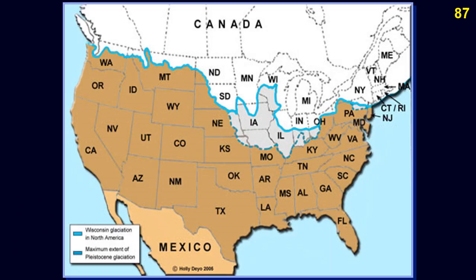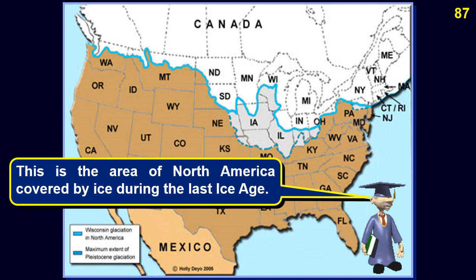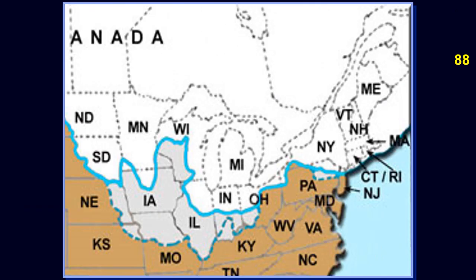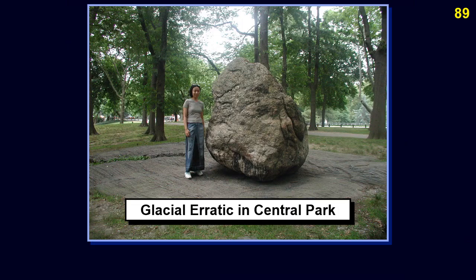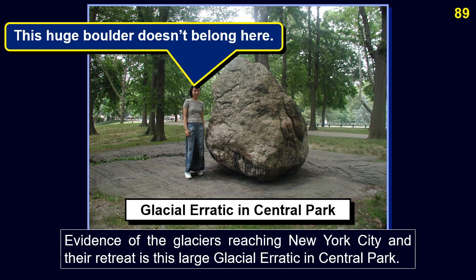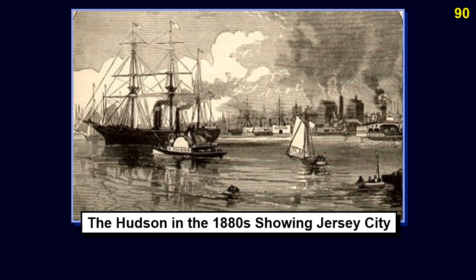This is the area of North America covered by ice during the last ice age. Note that the glaciers extend down to the present location of New York City. The ice shaped the present rivers and bays around the city. Evidence of the glaciers reaching New York City and their retreat is this large glacial erratic in Central Park. In the 1880s, the Hudson was a very busy river with many steamboats.